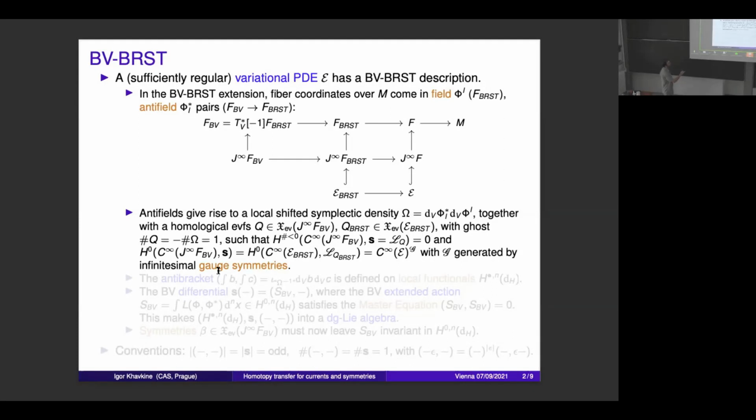on functions on this extended jet bundle, a BV jet bundle, in negative degrees, you get no cohomology. In positive degrees, I will not tell you what the cohomology is, but you recover the cohomology of the thing that you're extending. But most importantly, in ghost degree zero, the cohomology of functions on the BV jet bundle is the same as degree zero cohomology of functions on the BRST extended jet bundle on shell, on the equation, with respect to the BRST differential. And that is the same as the gauge invariant functions on the original equation, right? So that's the main thrust of this construction.